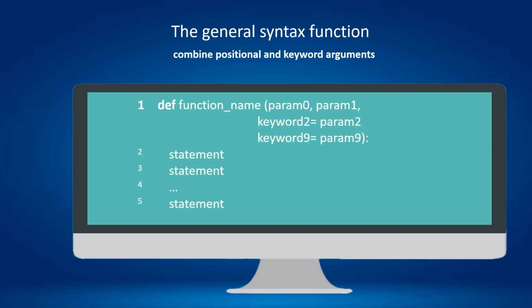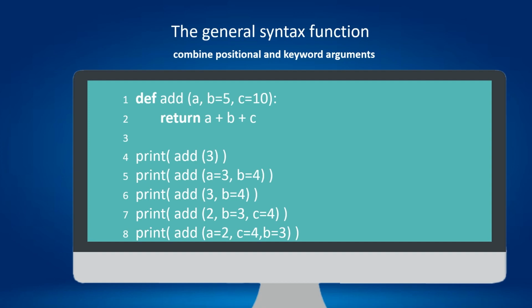It is also possible to combine both positional arguments and keyword arguments in a single function call. The syntax for doing this is: first you position the positional arguments from left to right, then you place the keyword arguments by their names. This is an example of how to combine both positional arguments and keyword arguments in a single function call.